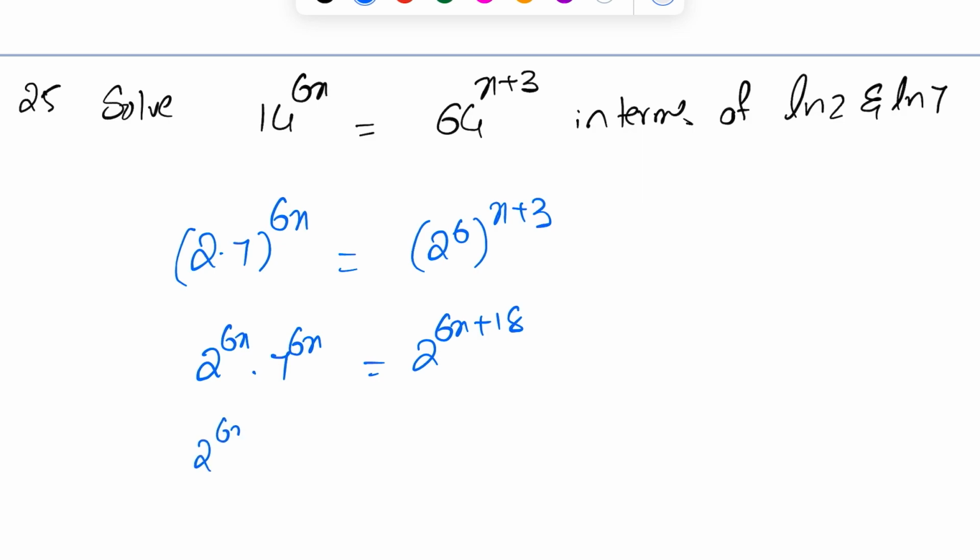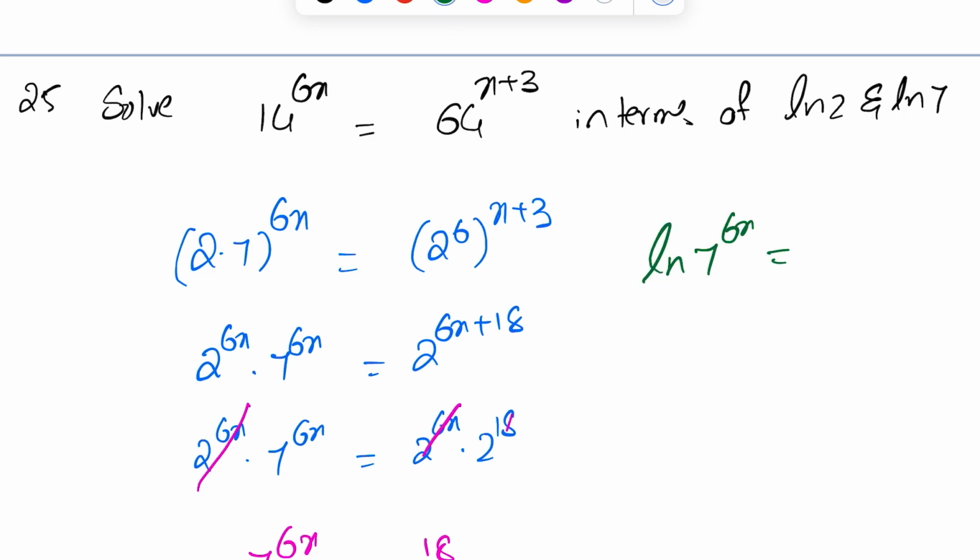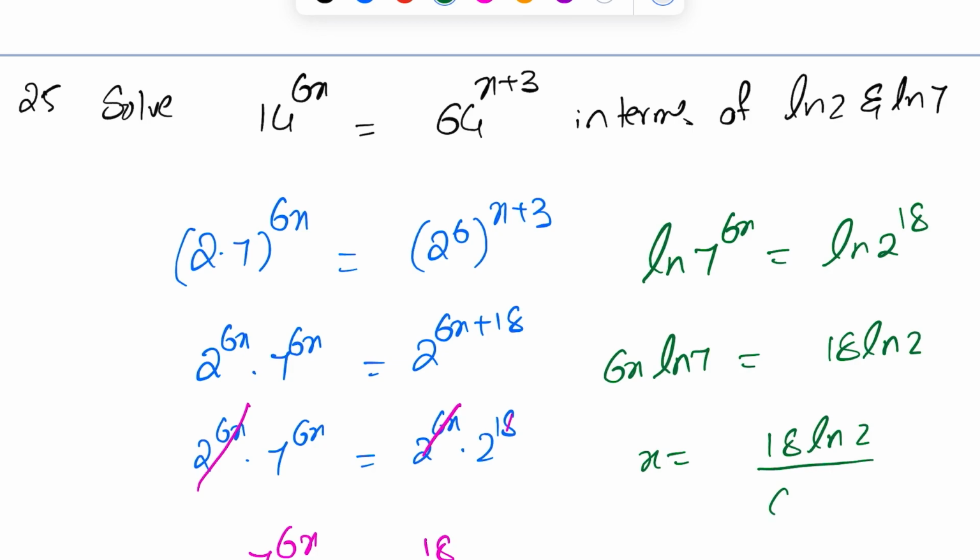So what does it become? 2 power 6x times 7 power 6x equals to 2 power 6x times 2 power 18. 2 power 6x, 2 power 6x gets cancelled. 7 power 6x equals to 2 power 18. Apply ln on both sides. Ln 7 power 6x equals to ln 2 power 18. 6x ln 7 equals to 18 ln 2. So x equals to 18 ln 2 divided by 6 ln 7. So 6 times 1, 6 times 3. So what is that answer? 3 ln 2 upon ln 7. That's question number 25.